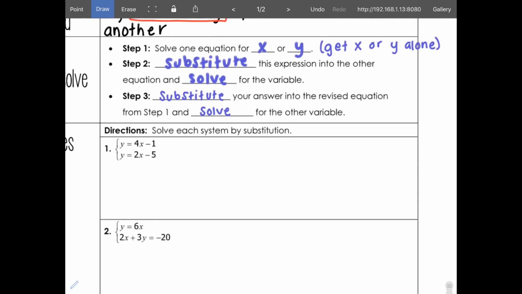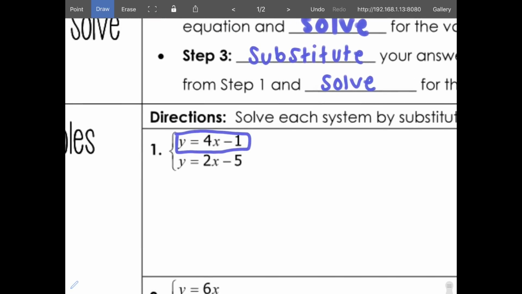Step two, substitute this expression into the other equation and solve for the variable. See how y equals 4x minus 1 here? I'm going to substitute this piece, 4x minus 1, in for y, because in the other equation it tells me that y equals 4x minus 1. So I'm going to say 4x minus 1, substituting in for this y, equals my regular 2x minus 5 equation. So 4x minus 1 equals 2x minus 5.